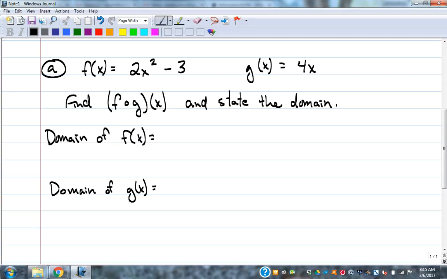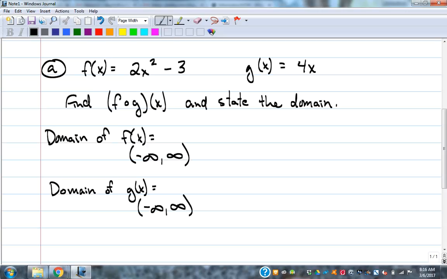So looking at those two functions up here, are there any restrictions, any red flags that are happening on those? So what would the domain of f of x be? All real numbers, so negative infinity to positive infinity. What about g of x? Yeah, negative infinity to positive infinity. Still the same. Now, if there are no restrictions on either one, would there be any restrictions on the composition of those two? Couldn't be, okay?